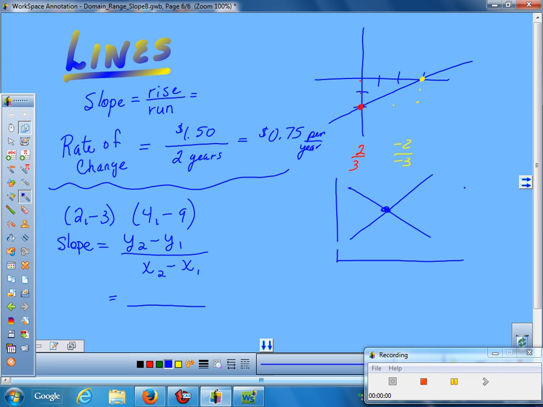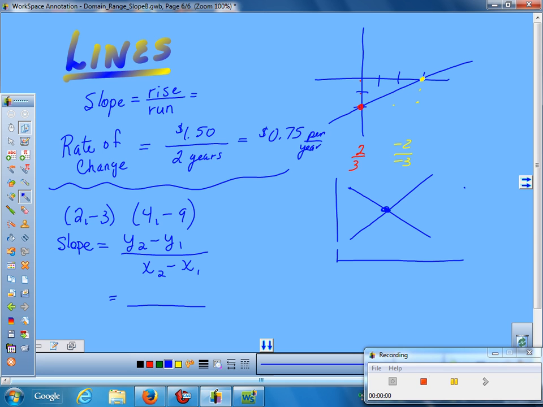Okay, so subtract it. Now, does it matter which order I subtract them in? It depends on if you want a negative. Whatever order you subtract the y's in, you have to do the x's in the same order. It doesn't matter if you do the left hand minus the right hand or the right hand minus the left hand, as long as you do both the same. So, which way do you want to do it?